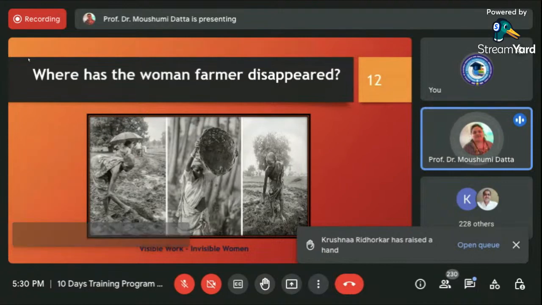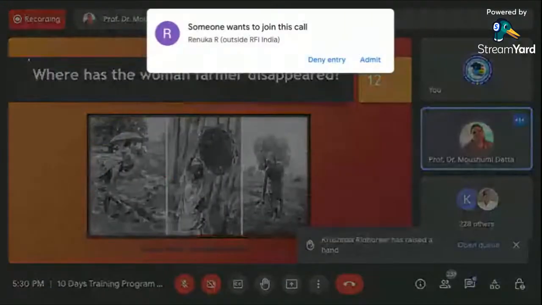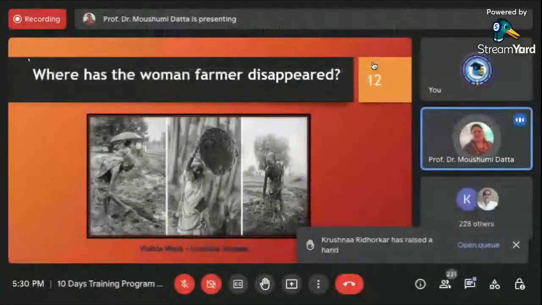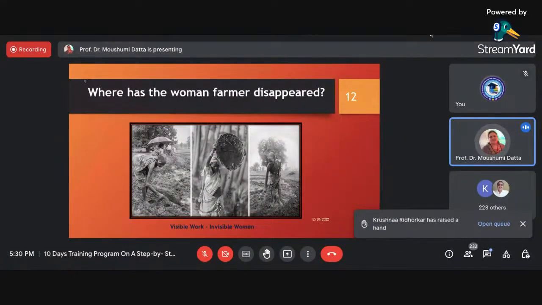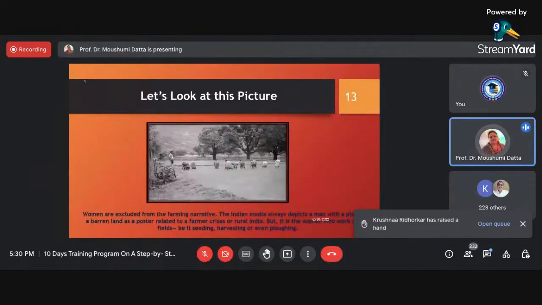Faculty members from journalism and English can work with such a topic. Yes, women are working, but still they are not projected in the agricultural sector. There was a good write-up known as Visible Work and Invisible Woman. That means women are there, but still they're not there. So this is a problem. You can deal with this problem.